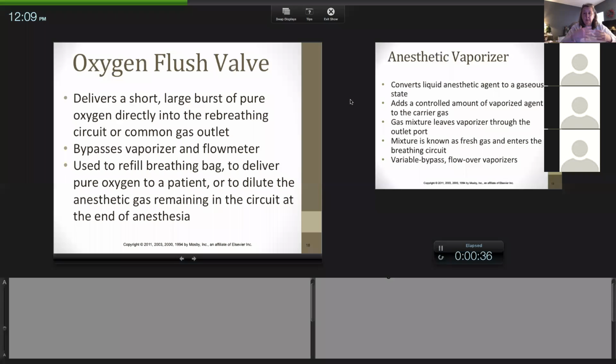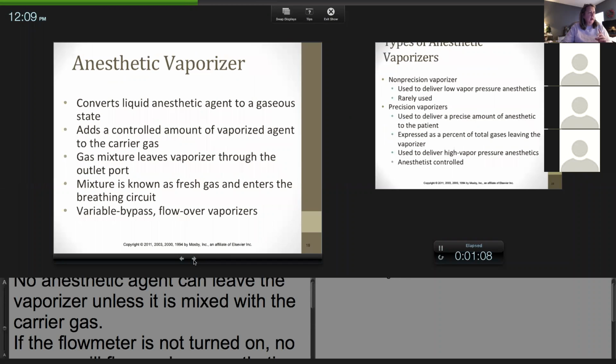The flush valve is only used to fill the bag during CPR, recovering a patient, or checking your machine. And again, if your patient gets light and is hyperventilating and you need to bag them, and sometimes the bag isn't very full, then during a procedure your best bet is to turn up your flow meter. You can go up really high, get the bag full, and then go back down to your maintenance flow rate, if it was 1 liter or whatnot. So, very important rules about the flush valve.